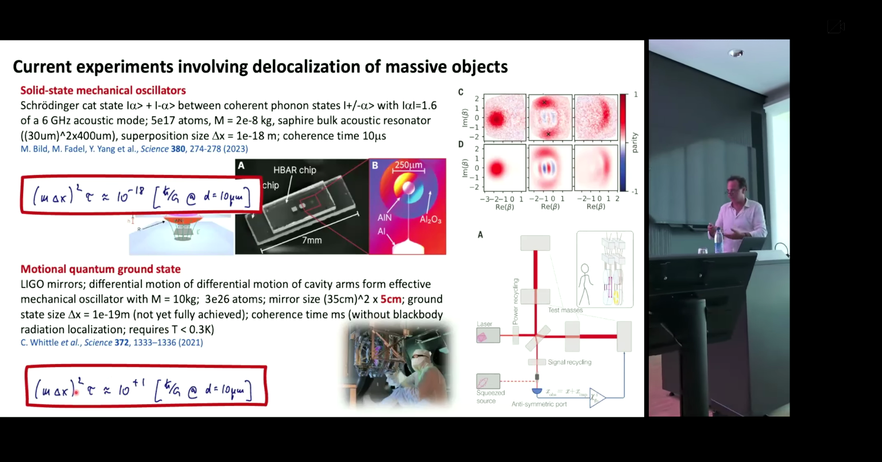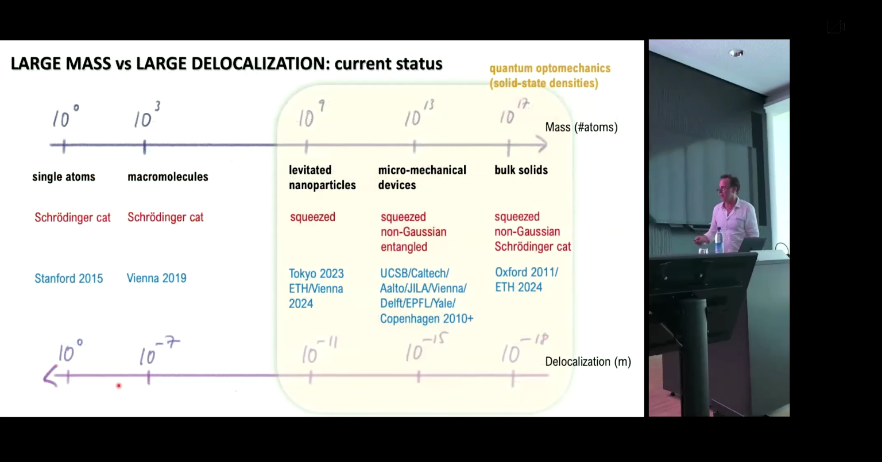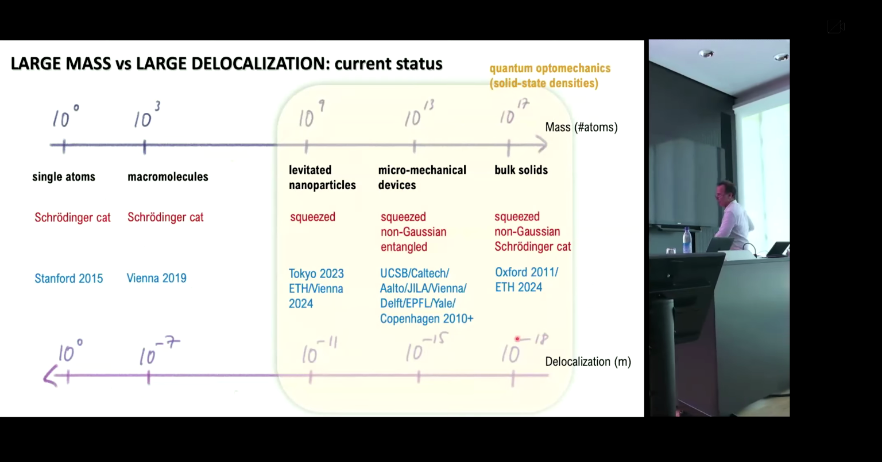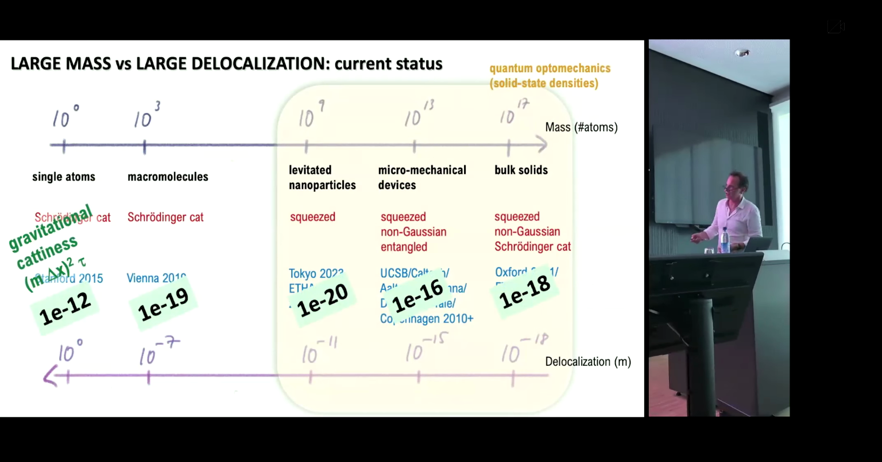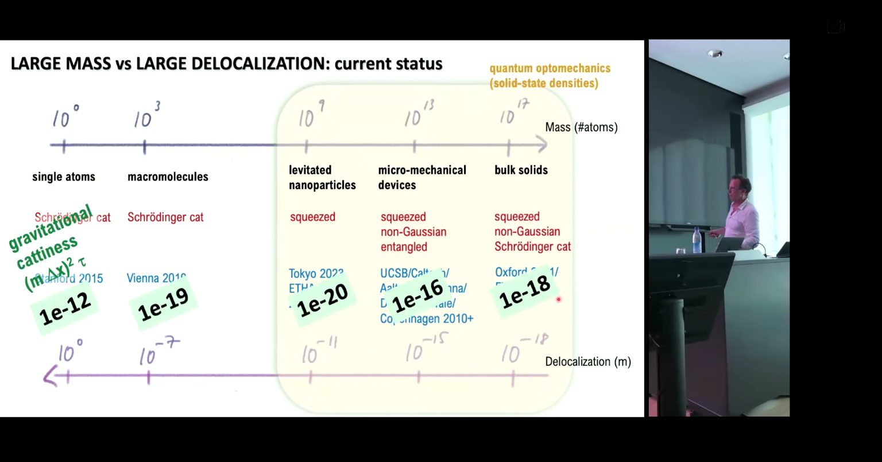Now we need to put 5 centimeters, and if we do that, we are back at 10 to the minus 11. So long story short, everything we have today, going up with mass, we go at the same time down with delocalization. This is the big problem. Right now, if I put in, let's call it gravitational cattiness, exactly the parameter that I just showed you, mass times delocalization squared times coherence time in units of h-bar over g, we are many, many, many orders of magnitude away. This is the current status.